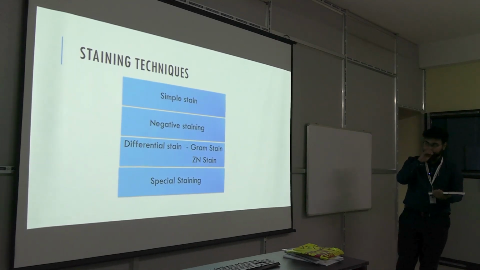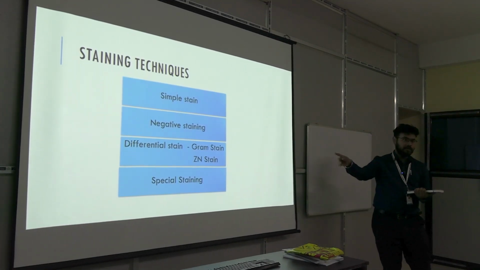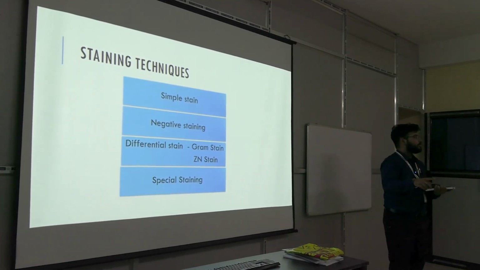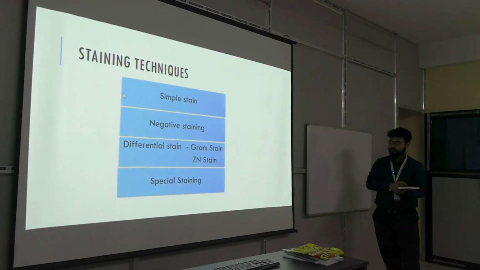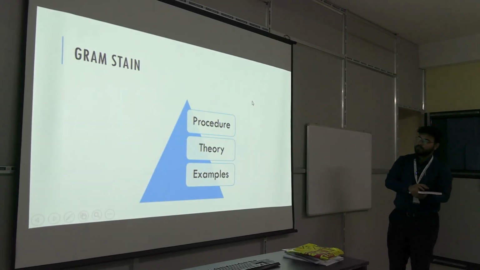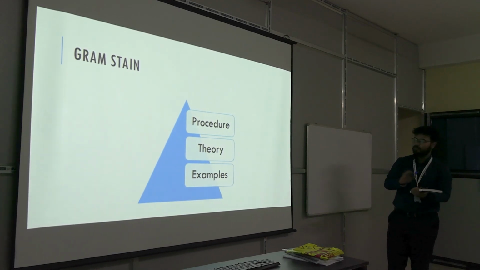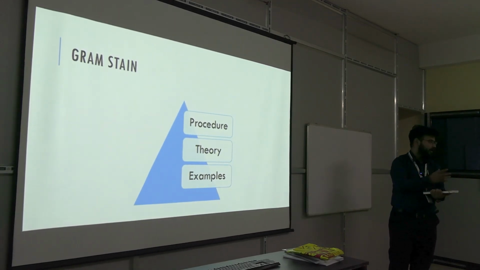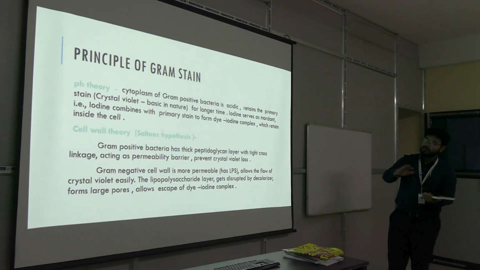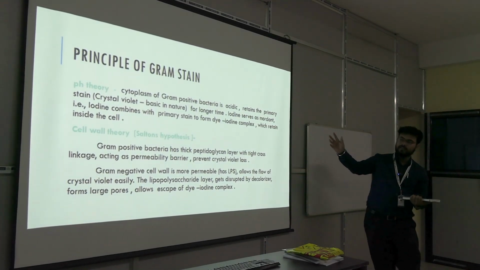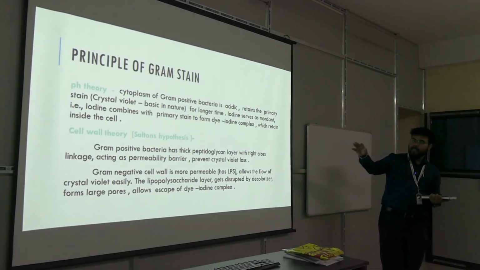And differential staining, we have gram stain. We'll focus on gram staining today. It is used to differentiate between? Okay. So we'll learn the procedure. We'll know a little bit of theory and examples. Already you know the examples from the morphology class. Gram staining principle is based on two theories: the pH theory or the cell wall theory.